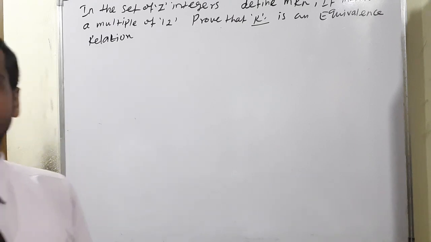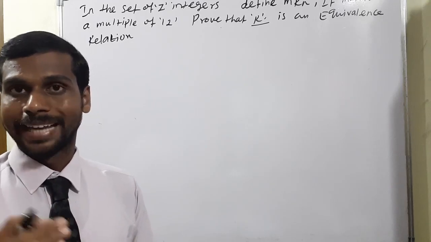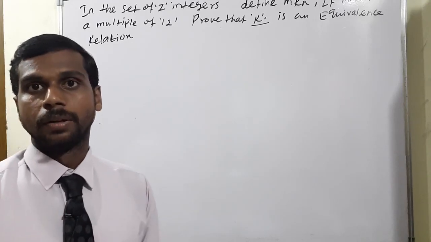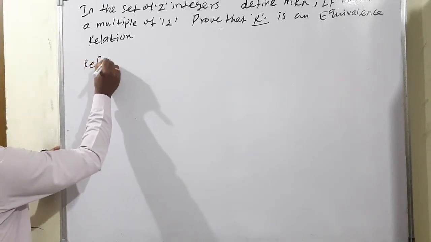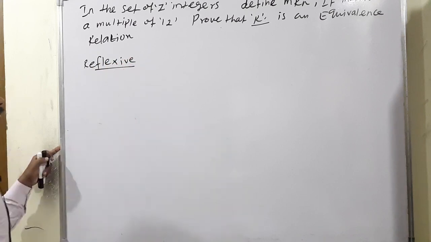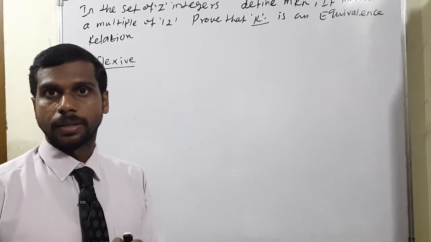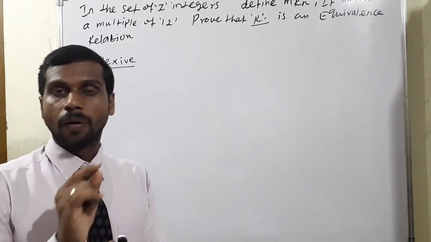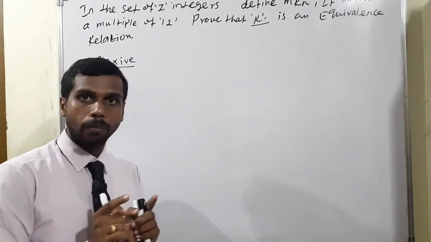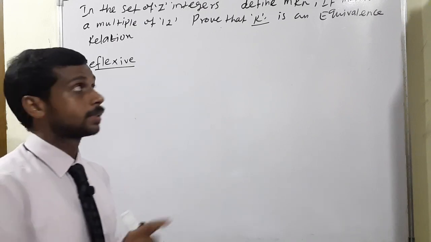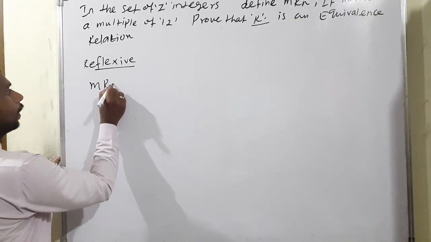So, what is the meaning of equivalence relation? Reflexive, transitive, symmetric. If each and every property is satisfied, we can say that it is called an equivalence relation. First I am moving to reflexive. Reflexive means A related to A, that is, for all a, (a, a). If the example is 1, 2, 3, then (1,1), (2,2), (3,3) must be satisfied. But in the given relation, m related to n, we can consider m related to m.